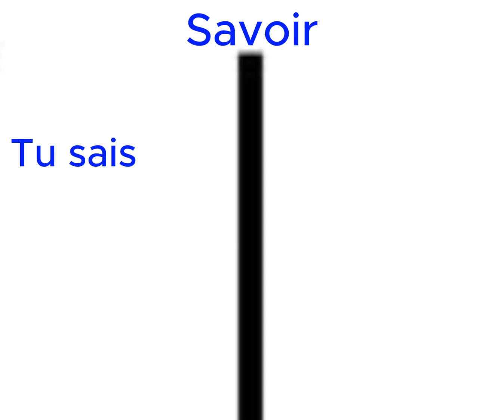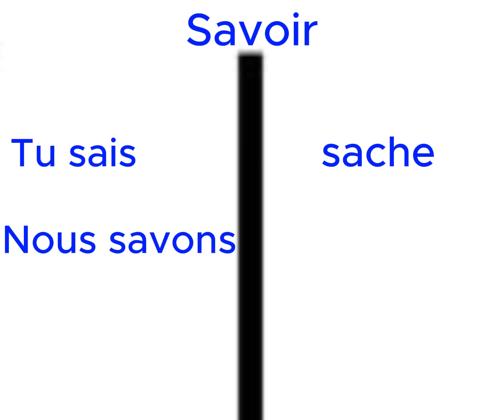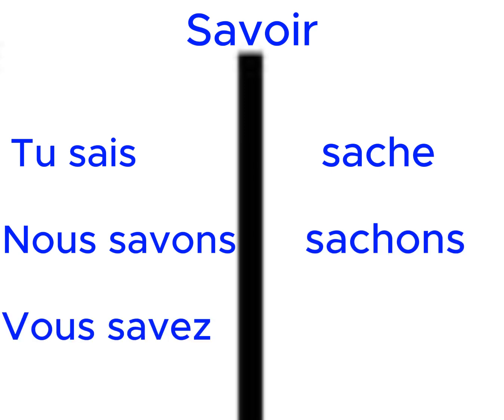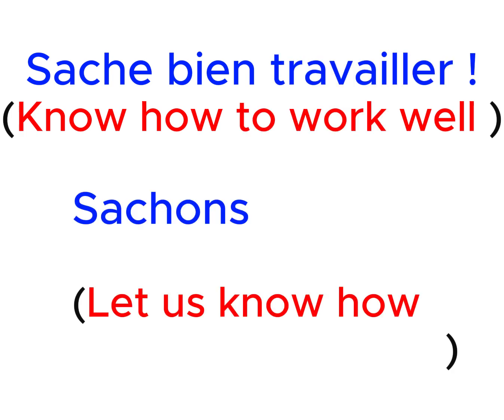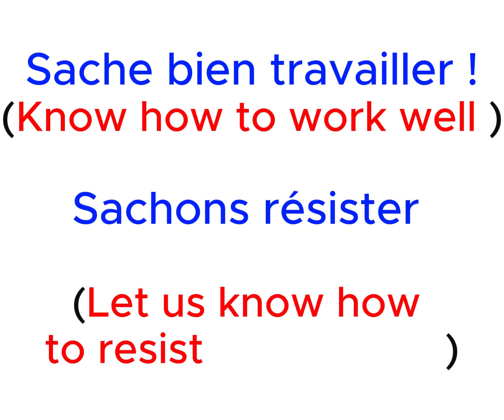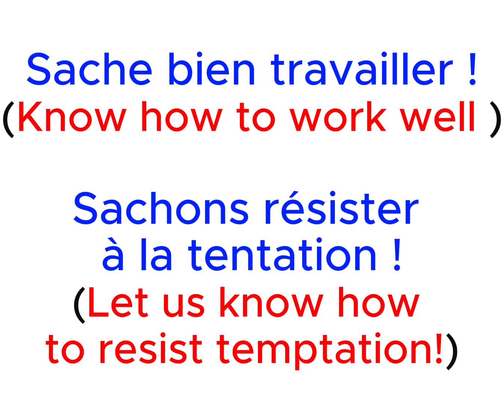And finally, for the verb Savoir, we will do this. Tu sais becomes sache. Nous savons becomes sachons. Vous savez becomes sachez. For example, Sache bien travailler. Sachons résister à la tentation.